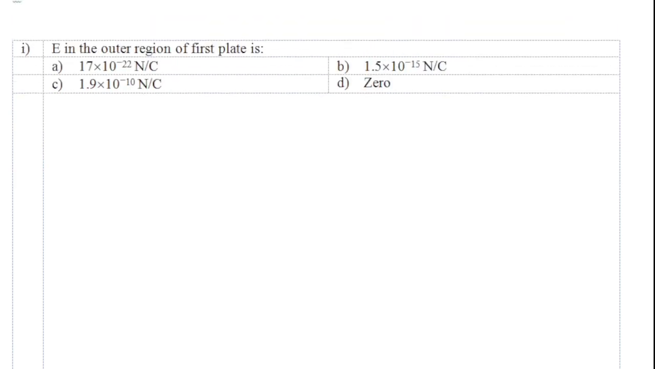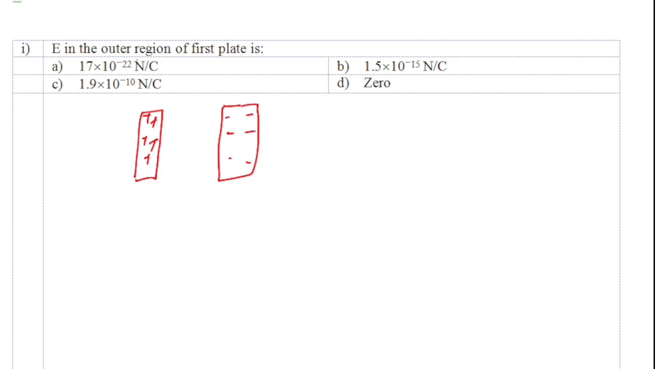Question number 1 is: E in the outer region of the first plate. Okay, how are the plates drawn? There are two plates. One is a positive plate, right? Here positive charges are distributed, and here is the negative plate. Negative charges are distributed. Both these plates are kept close to each other.